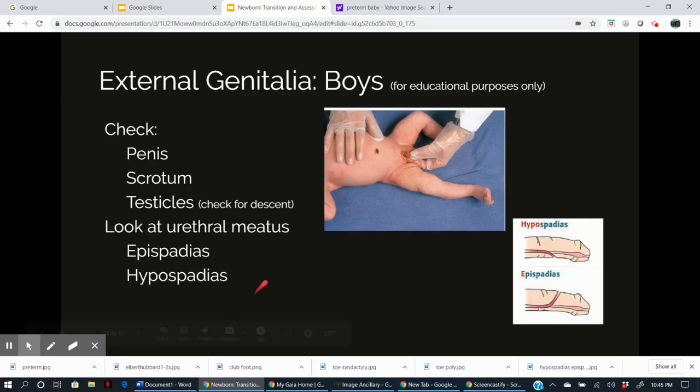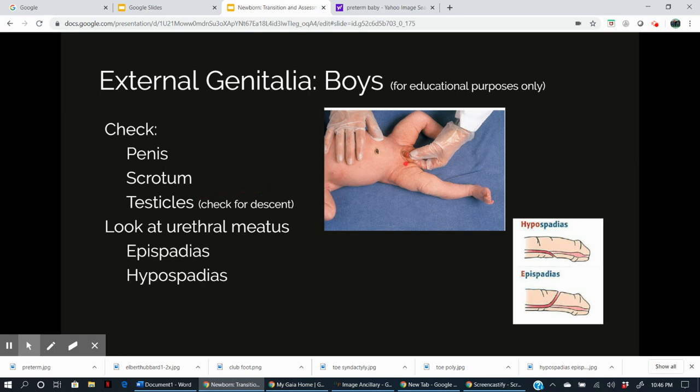Now we have boys. Again, educational purposes only. If you are here for any other reason, please leave my spot. Don't want you here because that's sick. You're going to check the penis and make sure that it is relatively normal. We'll look at some variations. You're going to look at the scrotum, and there we're going to look at the rugae and the overall development, and we're going to look at the testicles. And for that, we want to check descent.